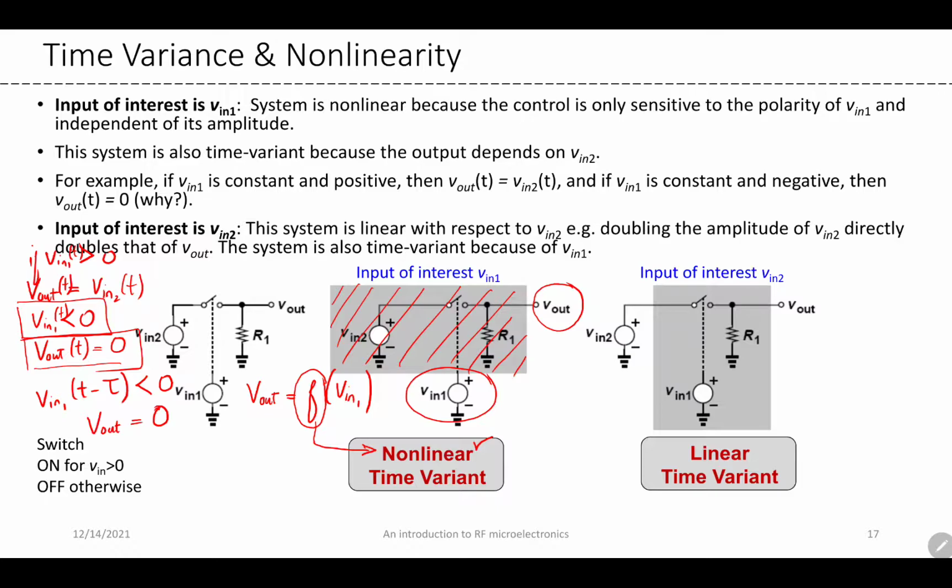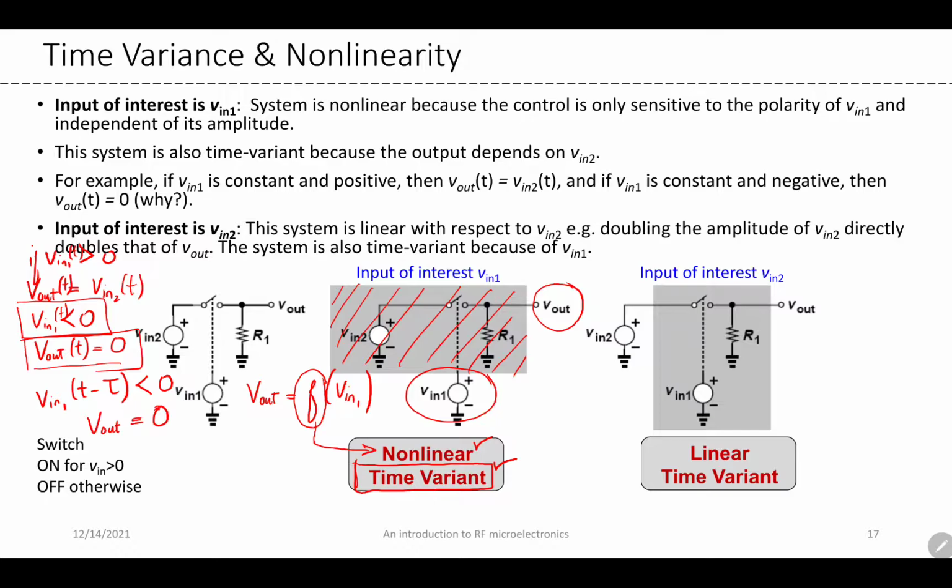So what does that mean? That means that every shift in time which I apply to V in 1 does not necessarily correspond to a shift in V out. So that means the system is not time invariant, which means it's time variant. So time invariance is not there, which makes the system time variant. Okay, so the system is non-linear and it's time variant.